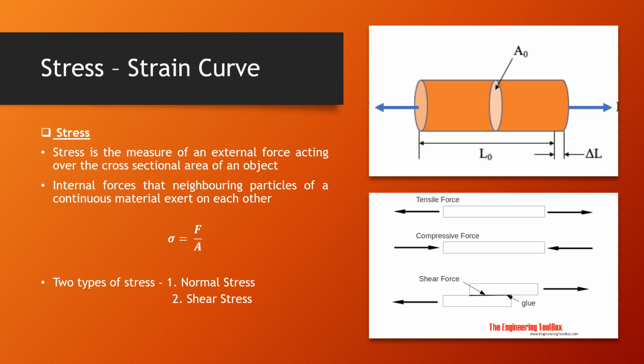You can see from the picture the force and the cross-sectional area direction. There are usually two types of stresses: one is normal stress and the other is shear stress. The normal stress usually works perpendicular to the cross-sectional area, while shear stress works when the force is applied parallel to the cross-sectional area.